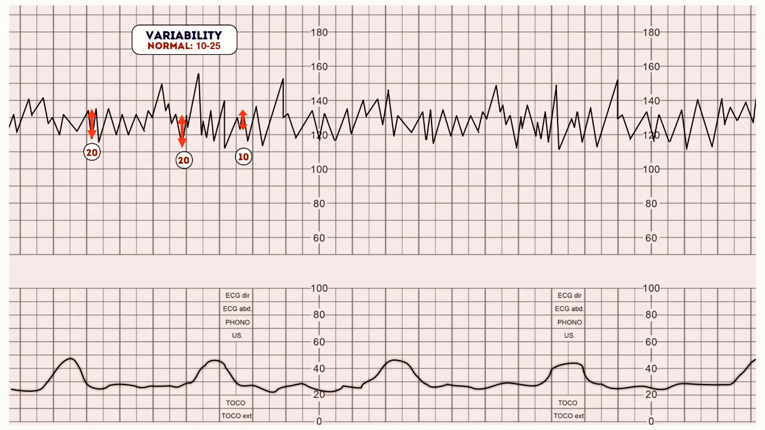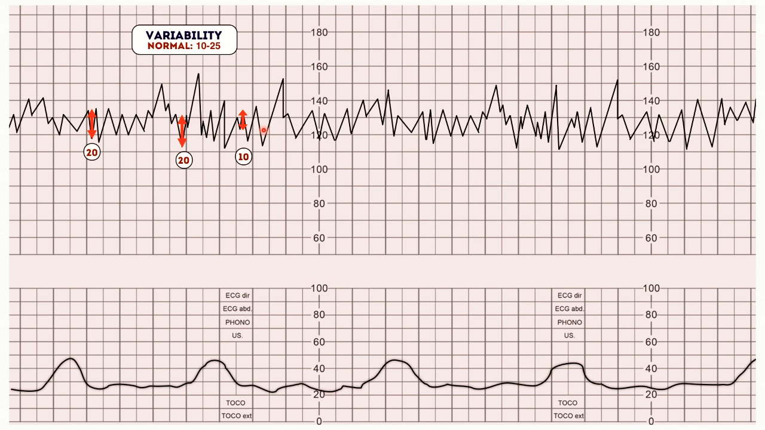Let's try to understand the variability through this graph. Excluding the acceleration and the deceleration, the rest of the upward and downward movement or fluctuation of the fetal heart rate is considered as variability. So here this is an acceleration, this is an acceleration, and here is another acceleration. Apart from that, whatever upward and downward fluctuation we are seeing here, all of that is the variability.